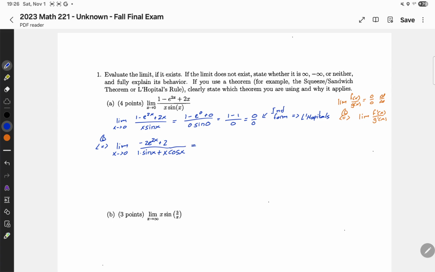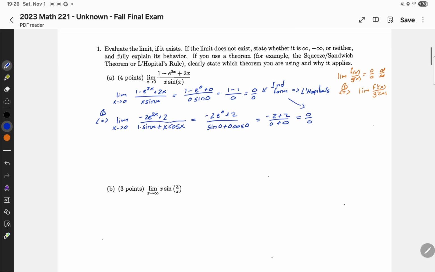Now again, we'll just plug in 0, and we'll get minus 2 times e to the 0 plus 2, all over sine of 0 plus 0 cosine 0. This just gives us minus 2 plus 2 all over 0 plus 0, which again is 0 over 0, another one of our indeterminate forms. Actually the same one, and so we can apply L'Hopital's.